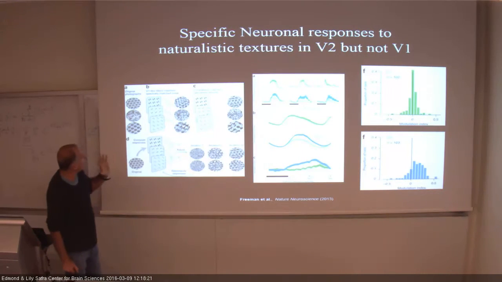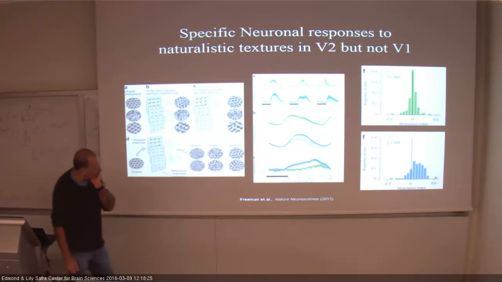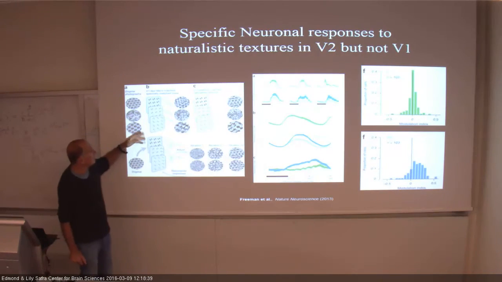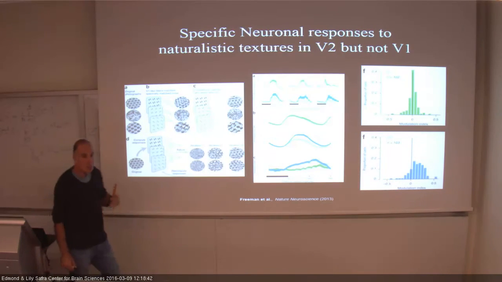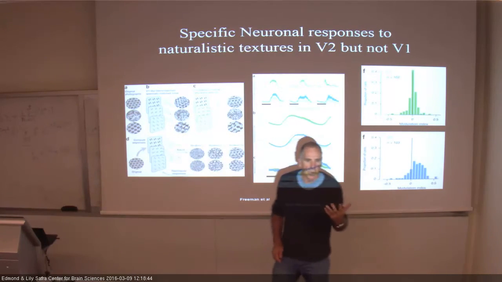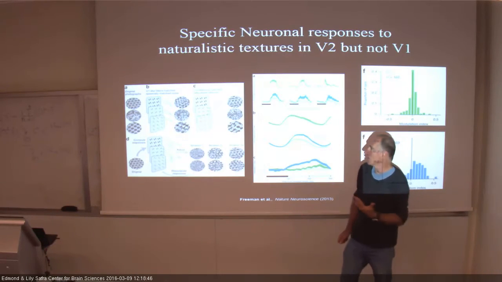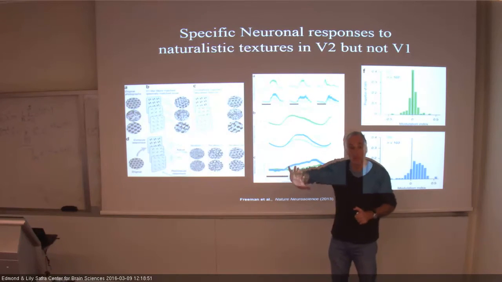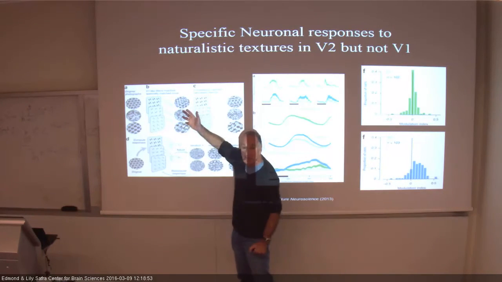And I just want to point out one, that's a recent work by Freeman and colleagues in Nature Neuroscience, in which they've taken these textures here, like a beehive or whatever it is, and they have some manipulation to try to generate images which would be similar in their statistics so that V1 would not be able to tell one image from the other, okay? So what do I mean by similar in the statistics?